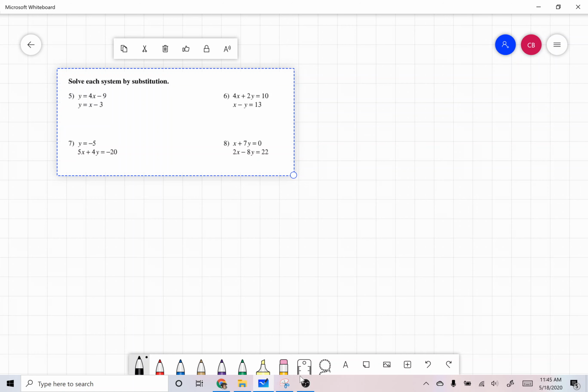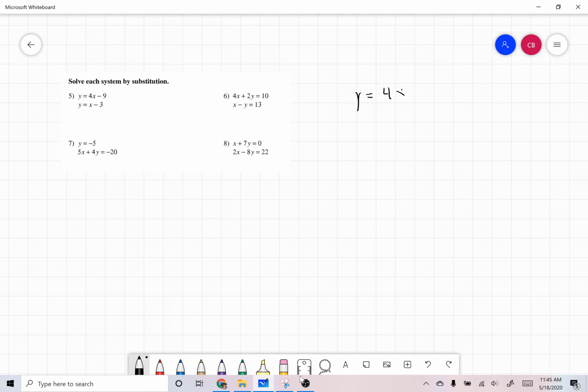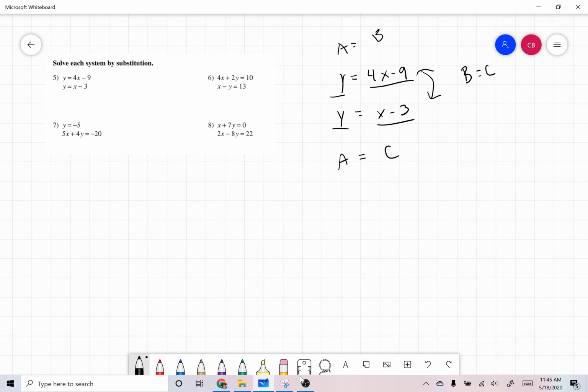So in this instance, we know y is equal to 4x minus 9. But we also have y is equal to x minus 3. So since y is equal to this, and y is equal to that, we can say these two things are equal to each other. So if a equals b, and a equals c, then b must equal c. Okay, so we have 4x minus 9 is equal to x minus 3.